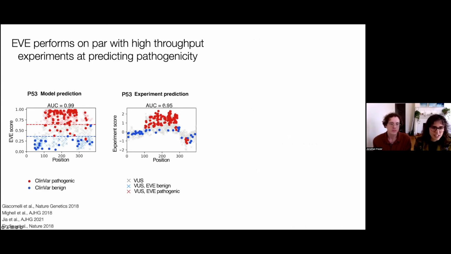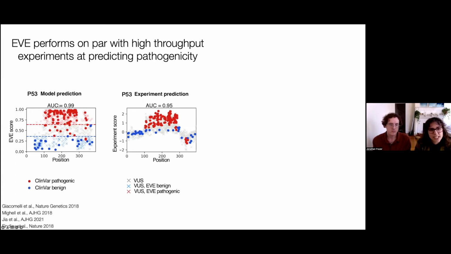And here is an example of this comparison for P53. These are the experiment predictions from Giacomelli et al.'s paper. And here on the x-axis is just the position along the protein. So these are experiments and these are model predictions. All dots here are ClinVar labels, benign and pathogenic, and all the crosses are variants of unknown significance that have been seen in the population. And here, red crosses and blue crosses are just our predictions from our model at these 90% accuracy thresholds.